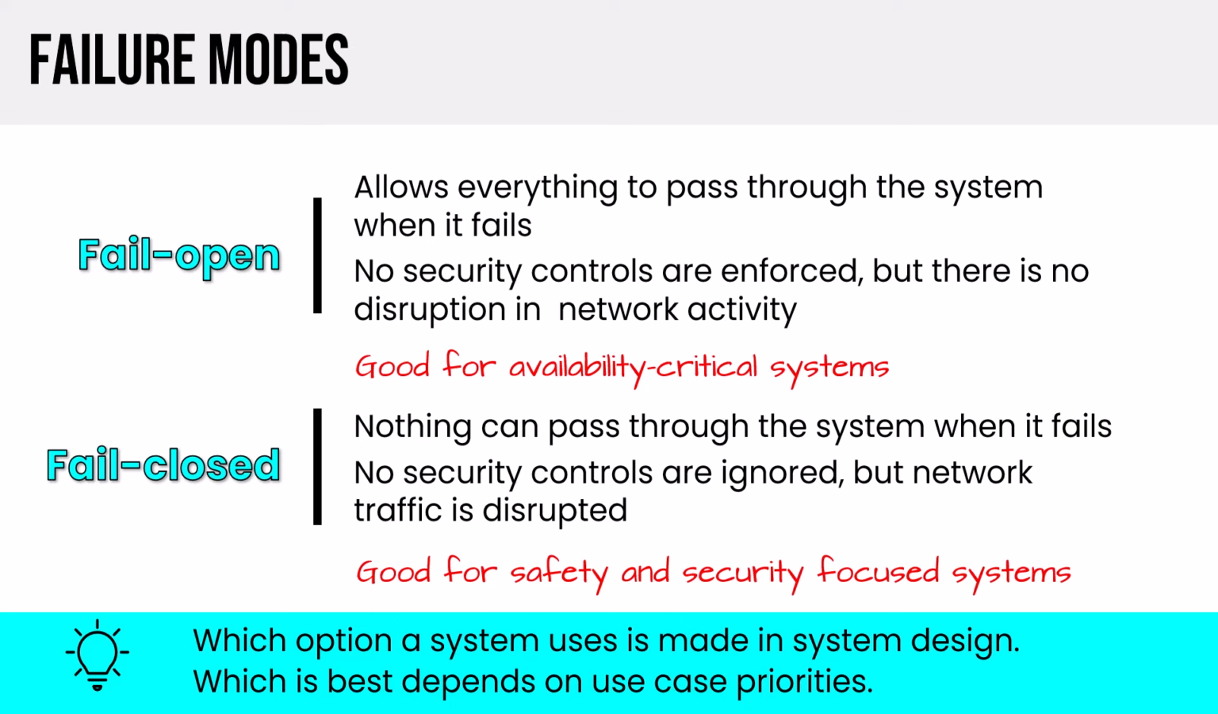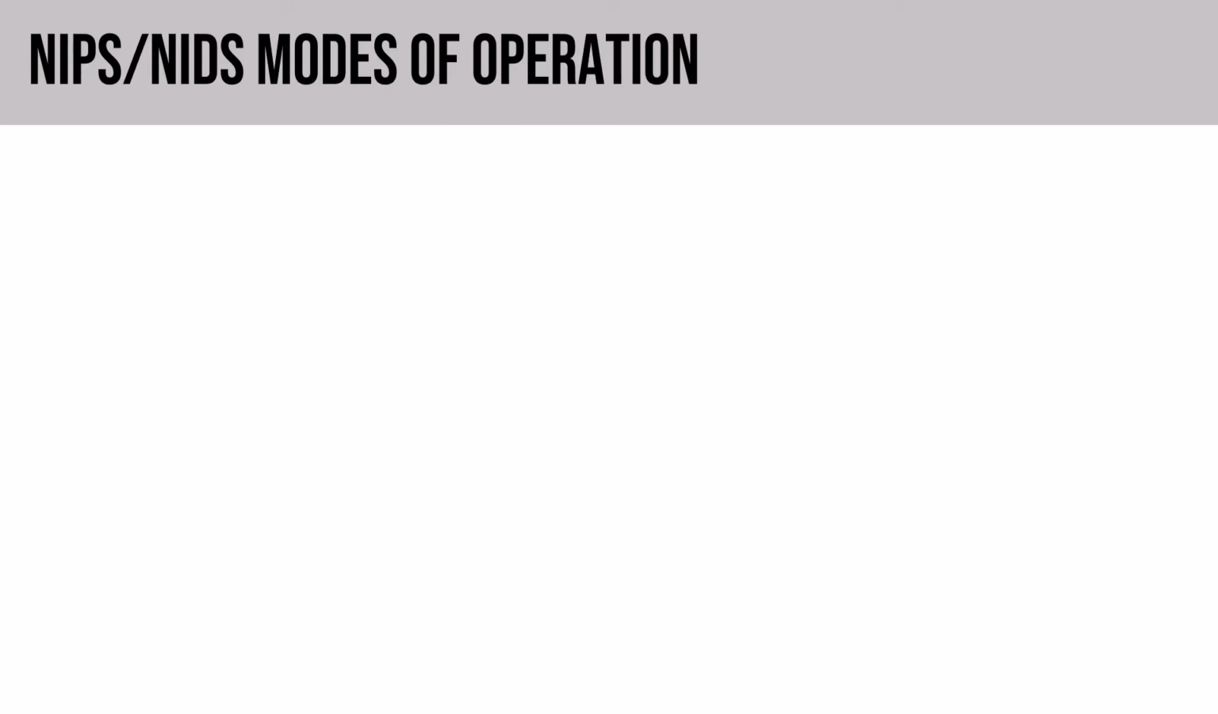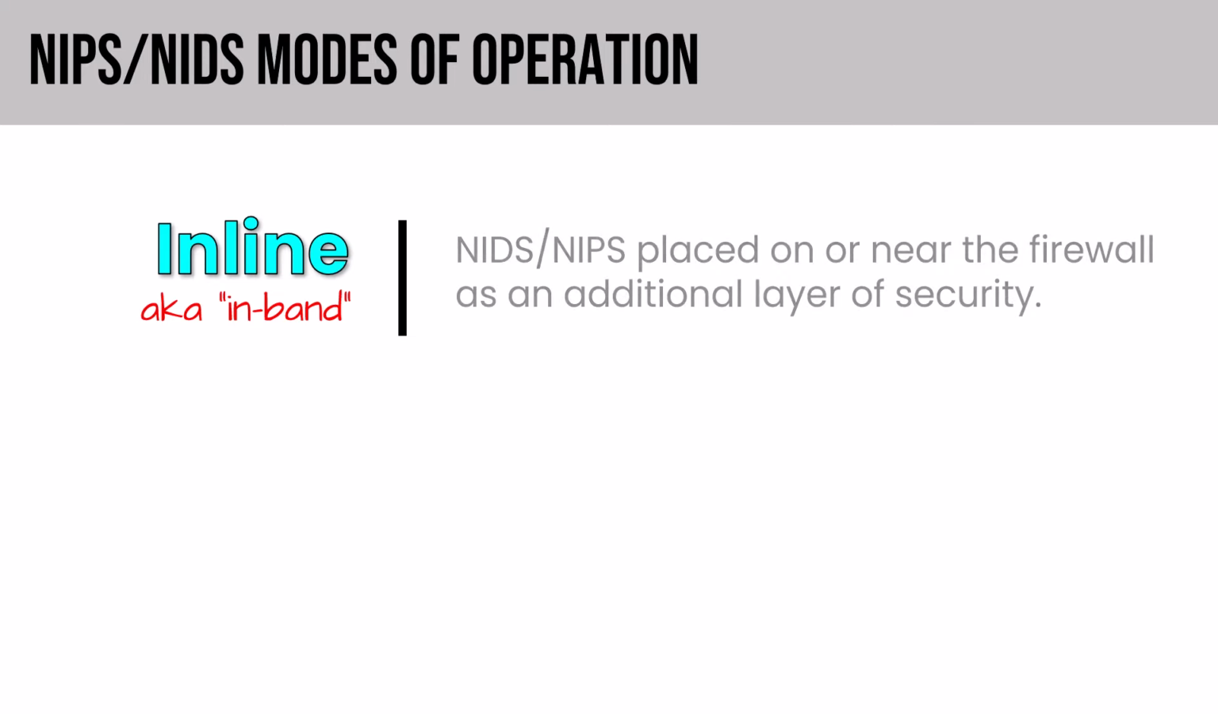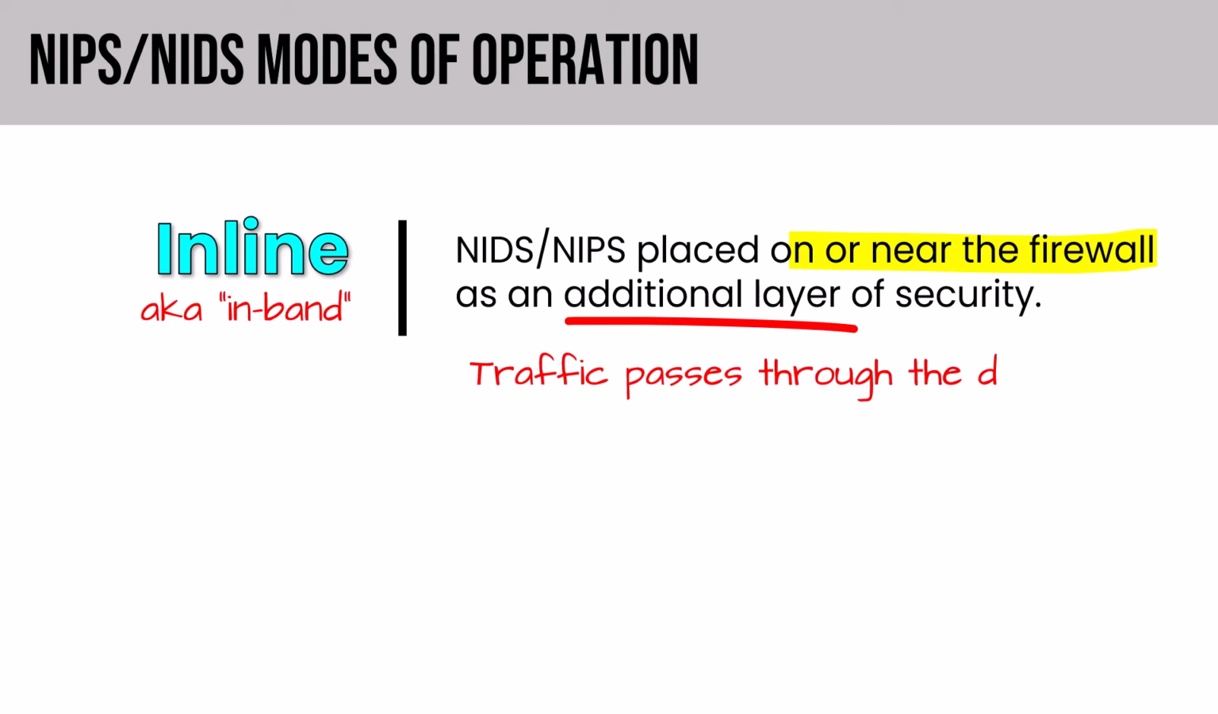And we see a handful of properties in the device attributes category, which I believe are intended to focus on intrusion prevention and detection, which is how I'll present them to you. Certainly they could have some other uses in the world of network devices, but I think intrusion detection and prevention was their intent. So we'll start with inline or in-band. This is when we would place network-based intrusion detection or prevention on or near the firewall as an additional layer of security. So in this case, the traffic passes through the device.